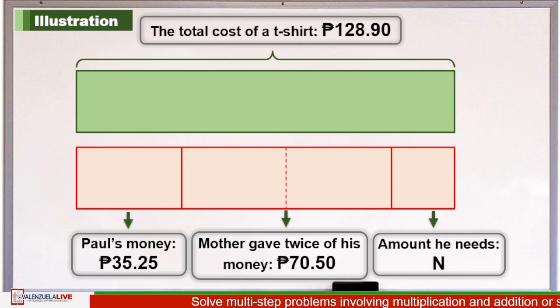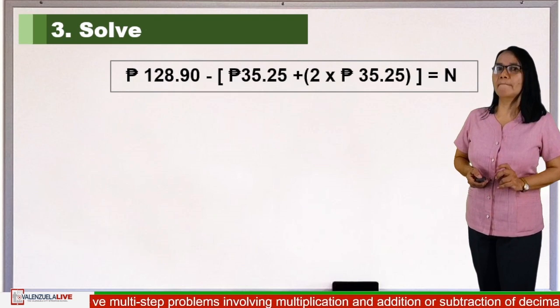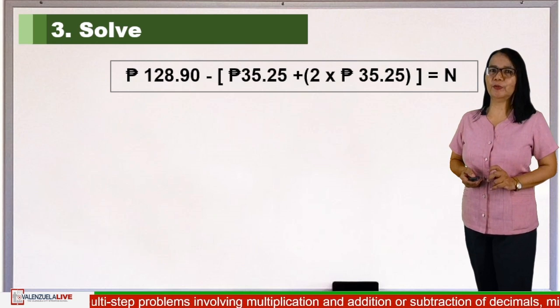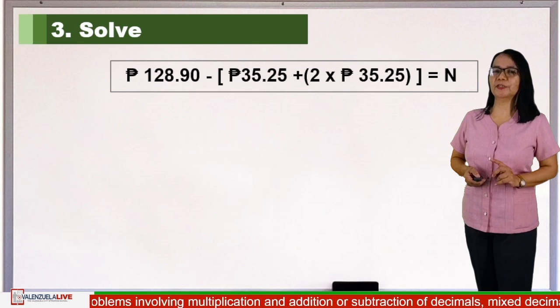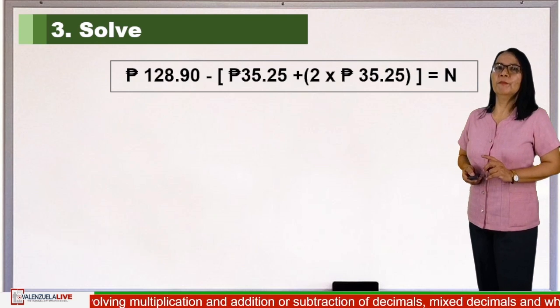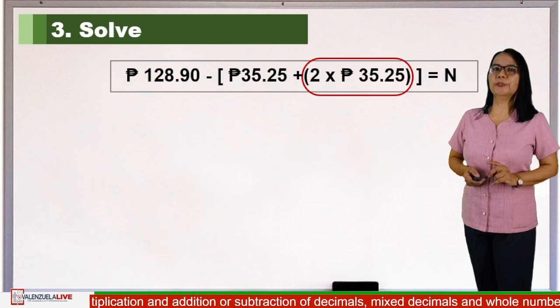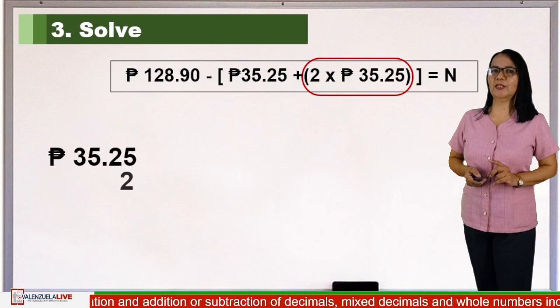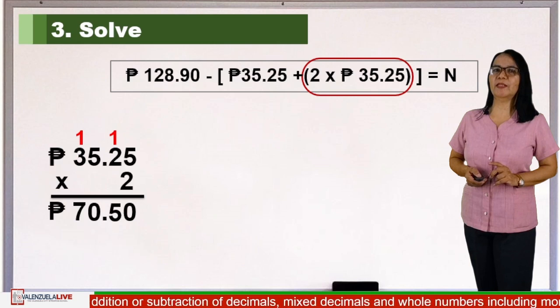In finding the value of the missing part, write the given facts into a number sentence. 128 pesos and 90 centavos minus (35 pesos and 25 centavos plus 2 times 35 pesos and 25 centavos) equals n. Multiply the number inside the parentheses. 2 times 35 pesos and 25 centavos is equal to 70 pesos and 50 centavos.